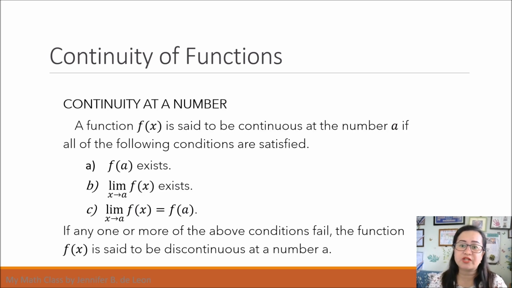Now let's describe continuity of functions formally. A function is said to be continuous at the number a if all the following conditions are satisfied. First, f of a exists. Second, the limit of f of x as x approaches a exists. And third, the limit of f of x as x approaches a is equal to f of a. If any one or more of the given conditions fail, the function is said to be discontinuous at the number.